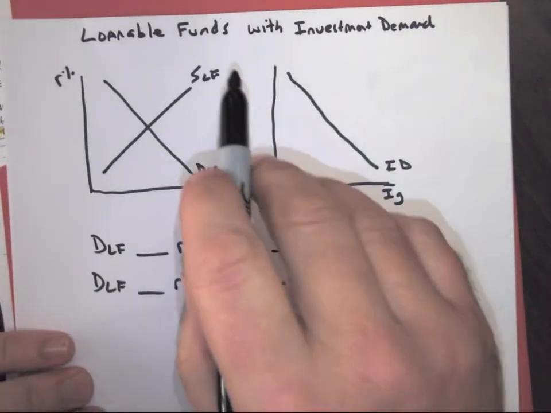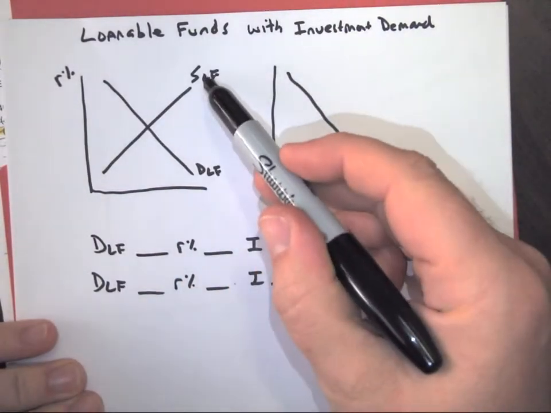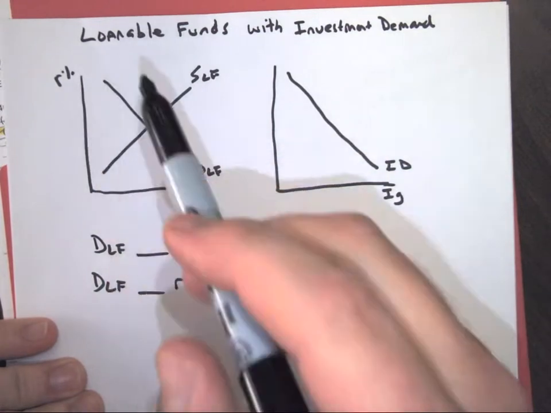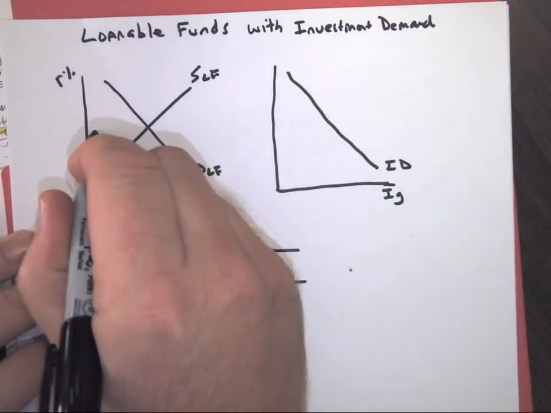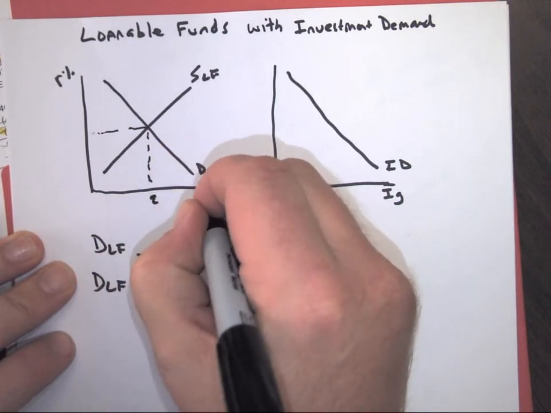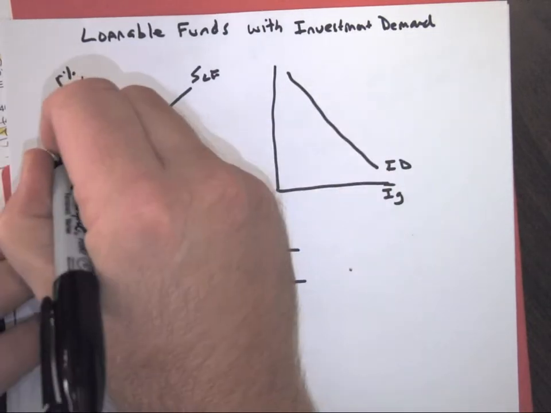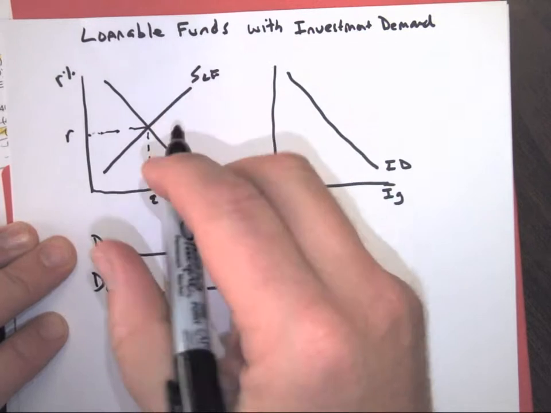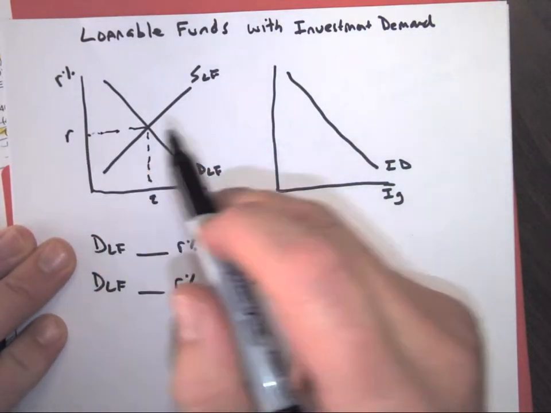This is the loanable funds market with investment demand. So we have our supply of loanable funds and demand, and where those cross, we get the real interest rate. So we have the quantity of loanable funds, and equilibrium will give us the price of borrowing from the bank at the real interest rate.